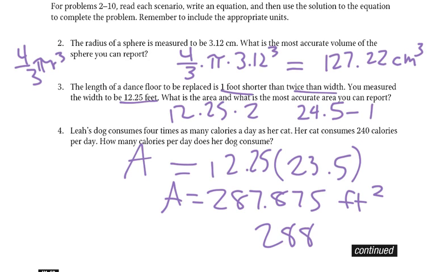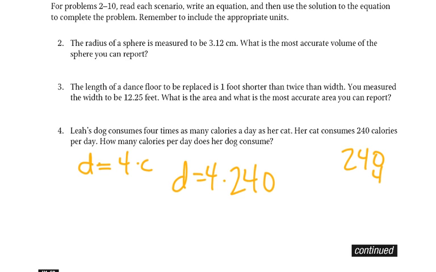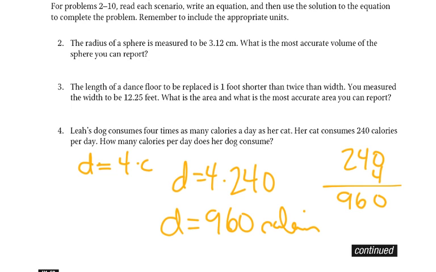Leah's dog consumes 4 times as many calories a day as her cat. Her cat consumes 240 calories. So her dog would be 4 times the amount of the cat. Her cat's 240, so the dog would consume 4 times that much, which would be, I should probably use my calculator again, 960. So the dog consumes 960 calories a day.